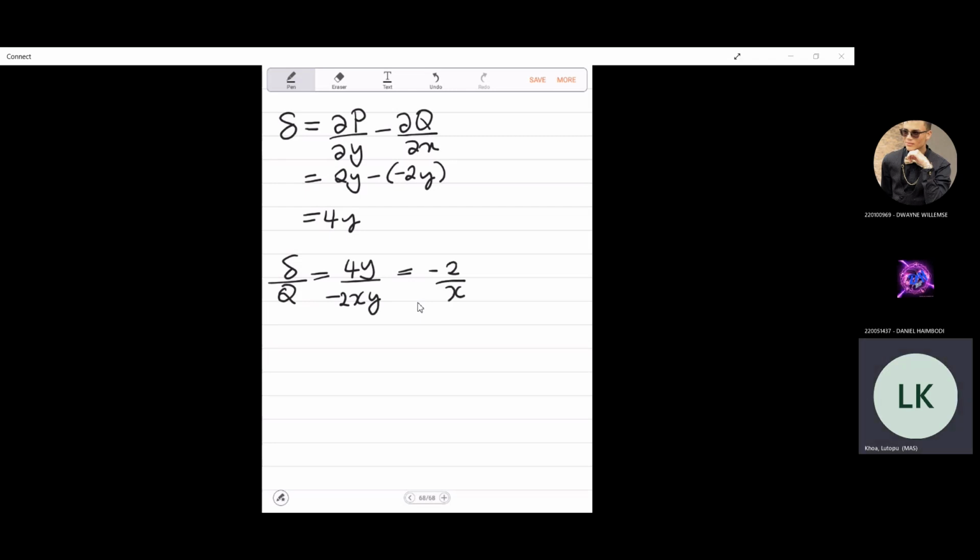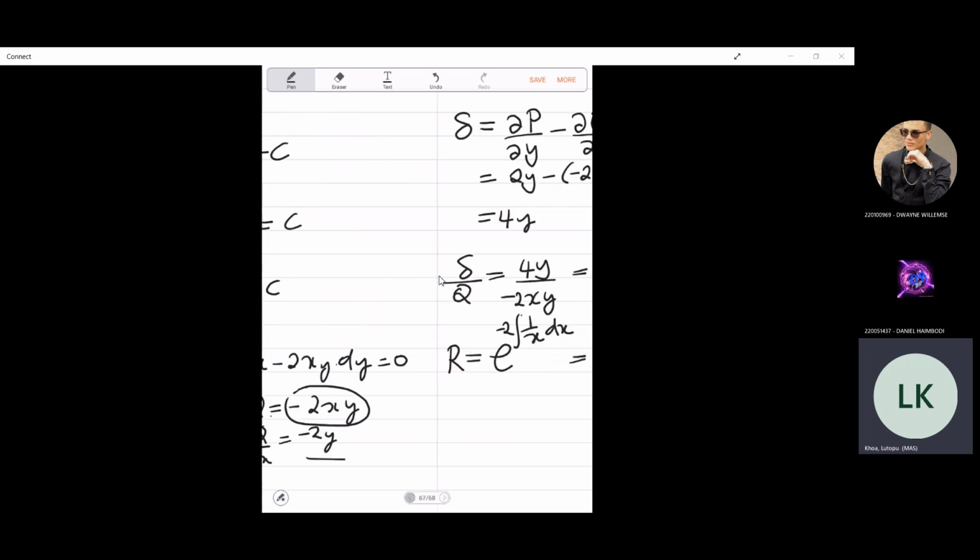Okay, so after we work out delta over q, we ask ourselves, is this a function of x only? Yes, it is. So our integration factor r is going to be e to the power of the integral of negative 2 over x dx. So this is e to the power of minus 2 ln of x. Remember, we don't include the constant of integration when we're finding our integration factor, and this is 1 over x squared. Okay, so now we have our integration factor.